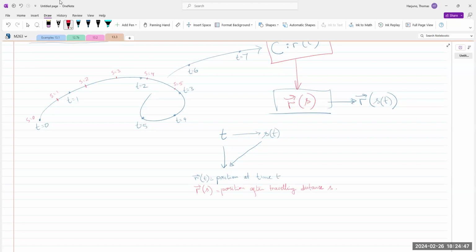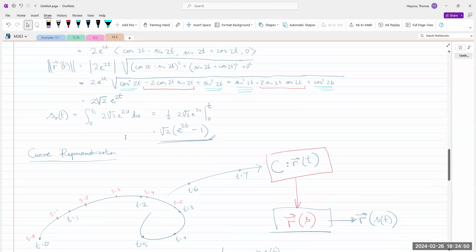Now notice something very important. Notice that the distance function turns out to always be a one-to-one function. Okay, once you tell me the time, I will tell you the distance. Of course, as you travel, the distance only increases, right? The distance only increases when you travel, and therefore the distance as a function of time must be a one-to-one function.